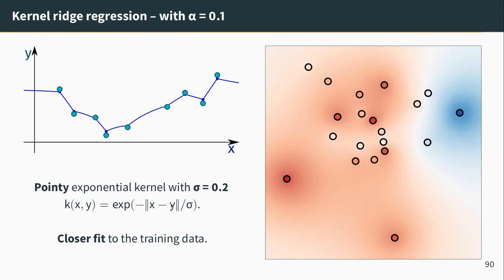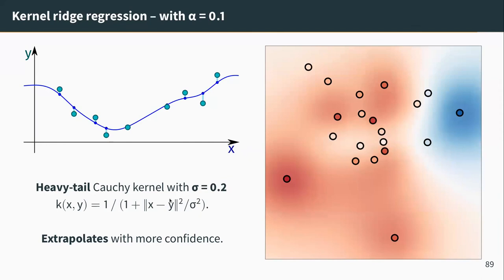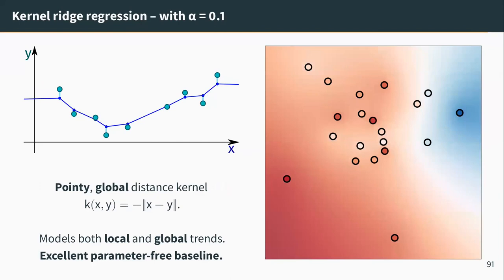Actually, there's a simple, parameter-free way of getting both of these behaviors, both long-range interactions and pointy kernels, and it's just by choosing as a baseline minus the distance. So minus the distance kernel, it's completely a valid kernel. And you see it's both pointy and doesn't fade to zero at infinity. You can understand it as an exponential kernel, but with an infinite radius, or a radius which is larger than the one of your data set.